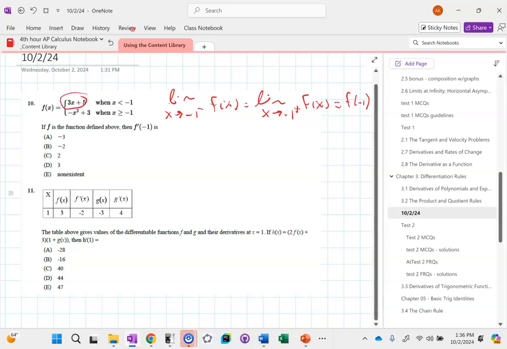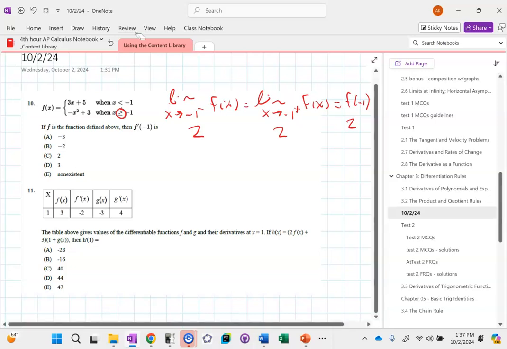So since we're continuous over our domain, I can just plug in to find my limit. If I plug -1 in, I get 2 for the left-hand side. We'll do the same thing. We'll plug -1 in. When I do that, I get 2 for the right-hand side. And then since the right-hand side is also f of -1, we have continuity. Feel good? Okay. So we know it's continuous.